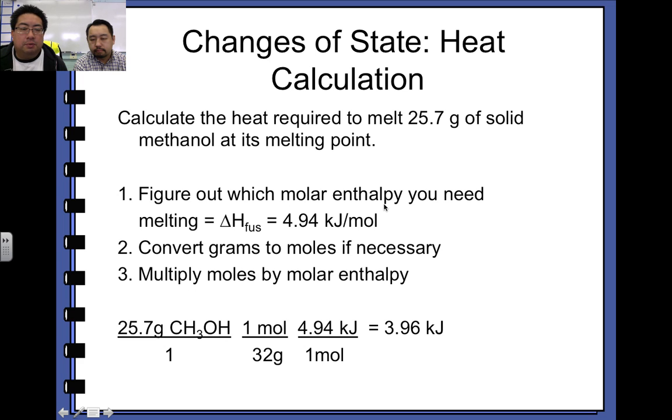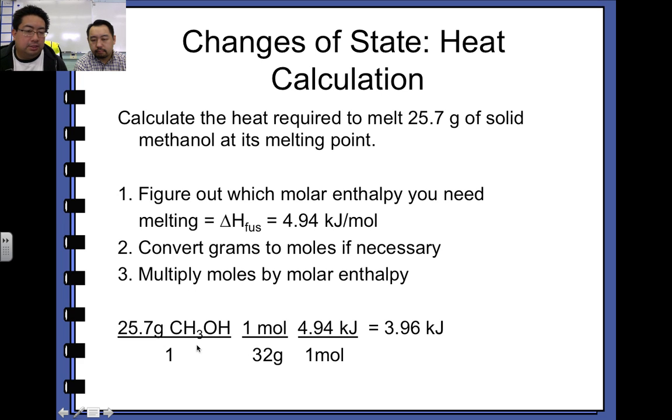So first thing we would do is we would find the heat of fusion for methanol, which happens to be 4.94 kilojoules per mole. And then since this is in moles, we have to make sure our methanol is in moles, which it isn't. So we're going to have to convert and find the molar mass of methanol. And we already know how to do that from stoichiometry. And once you have that, then you can multiply the heat of fusion by the moles of methanol.